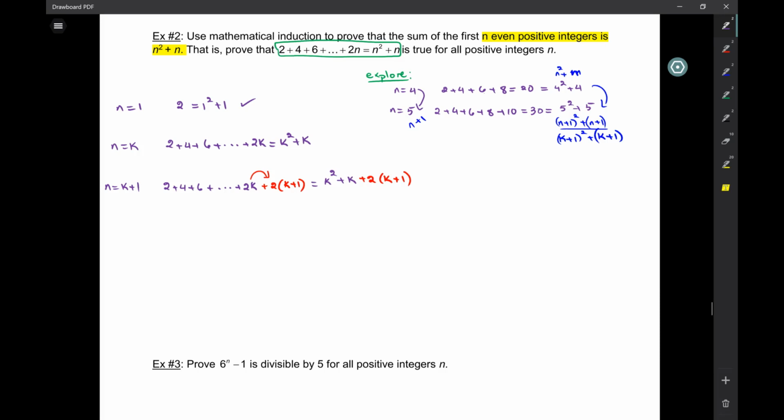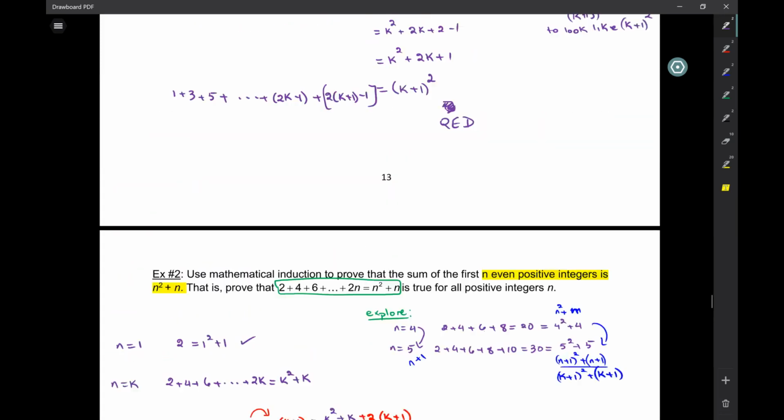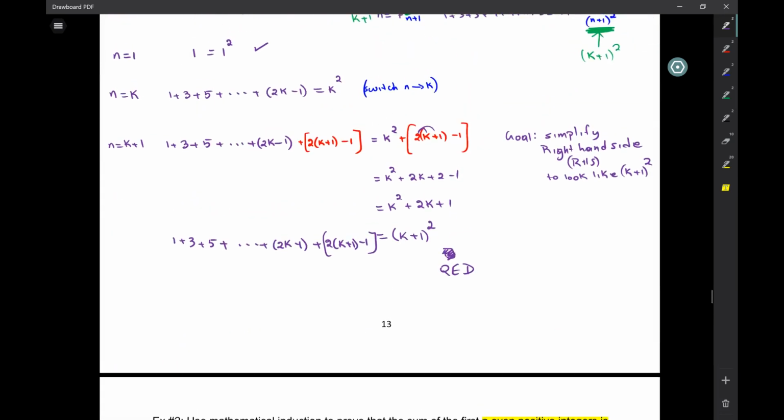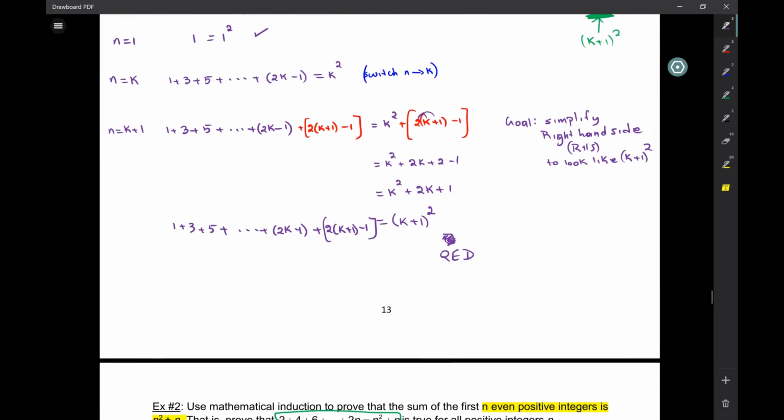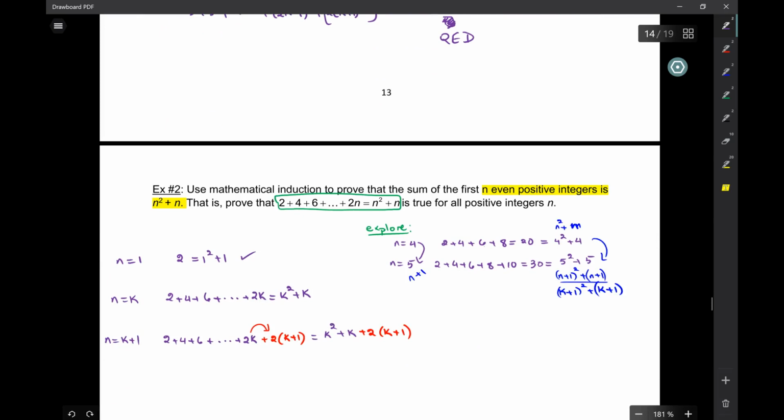Now you have to massage the right-hand side to make it look like what you want it to look like. Now, let me give you a little warning. It's not always going to be all roses like this one, where it naturally works out for you and you have nothing left to do. Oh, no, no, no. Sometimes you have to do some tricks.